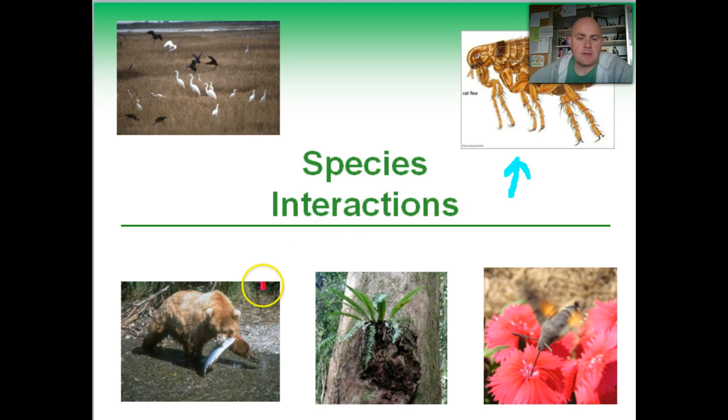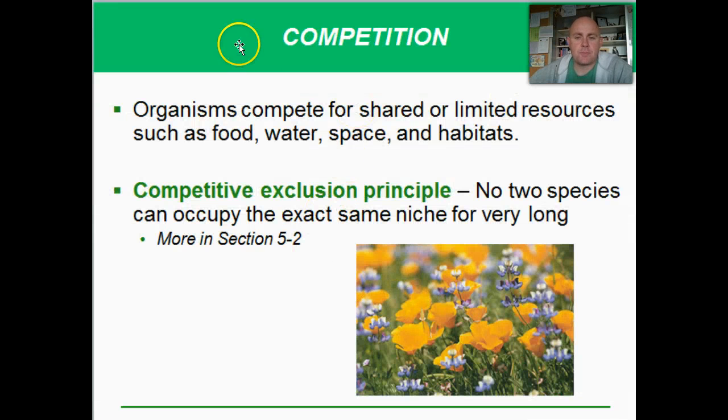Pests, consumption. This is a plant that lives on the side of a tree, for instance. And naturally, within ecosystems, there's competition. There's only so much food, there's only so much water, so much space, and so much habitat for organisms to exist. And so organisms need to compete for these limited resources.